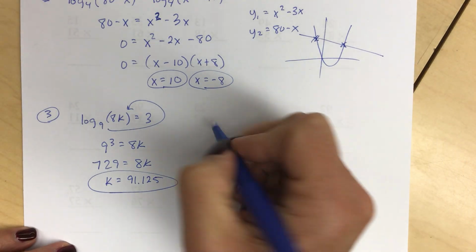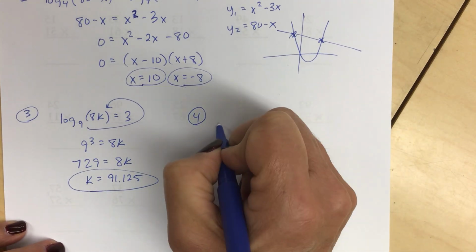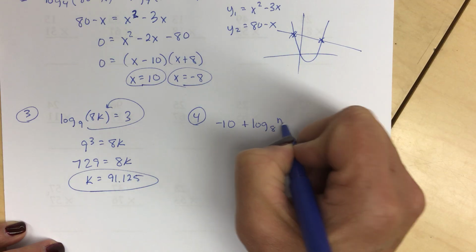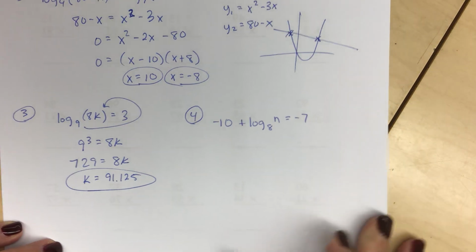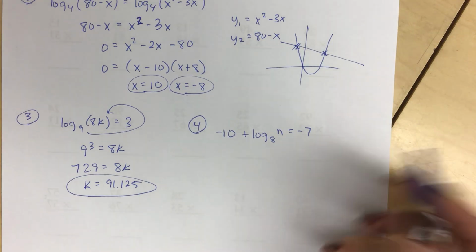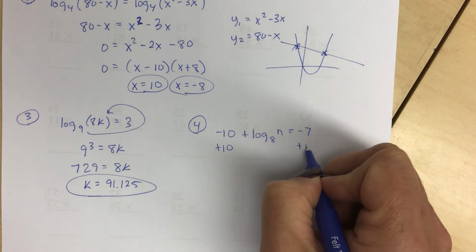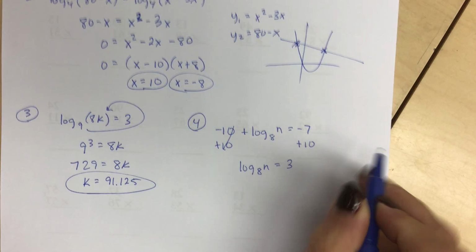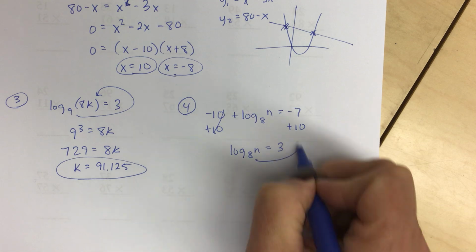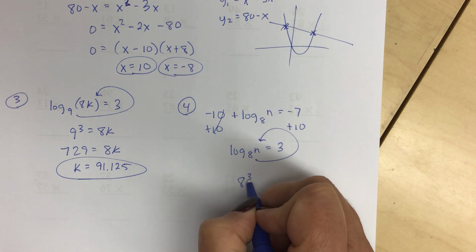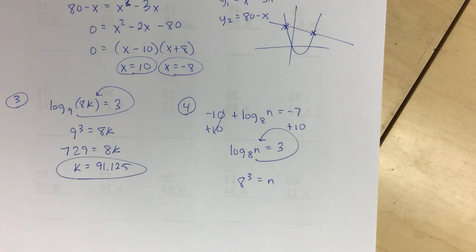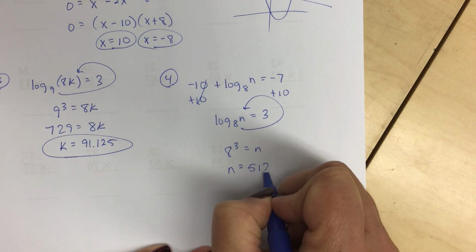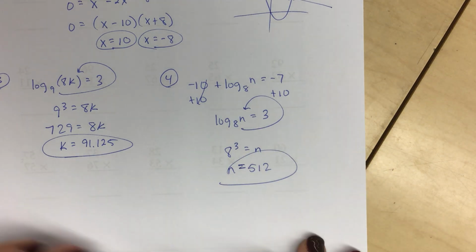If you have more steps involved, it might look like this. Negative 10 plus log base 8 of n is equal to negative 7. So you want to get your logarithm alone. In this case, we're going to add 10 to both sides. So then log base 8 of n is equal to positive 3. Now that your logarithm is alone, you can do the swirl. 8 to the third is equal to n, and 8 to the power of 3 is 512. So n equals 512.